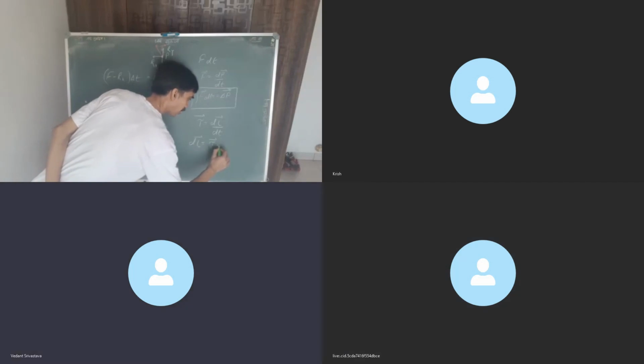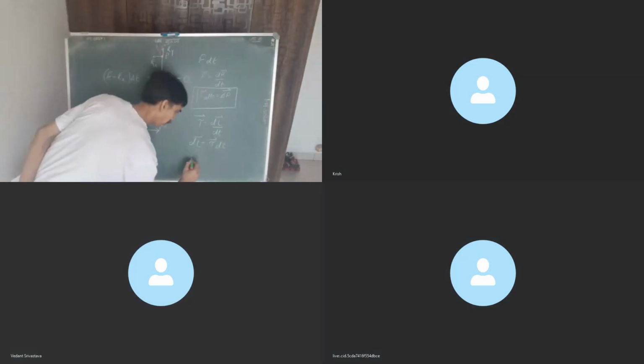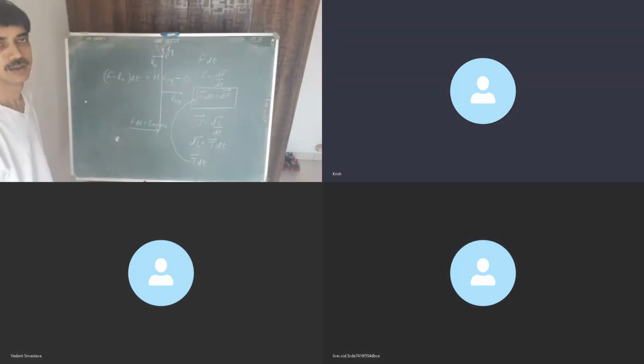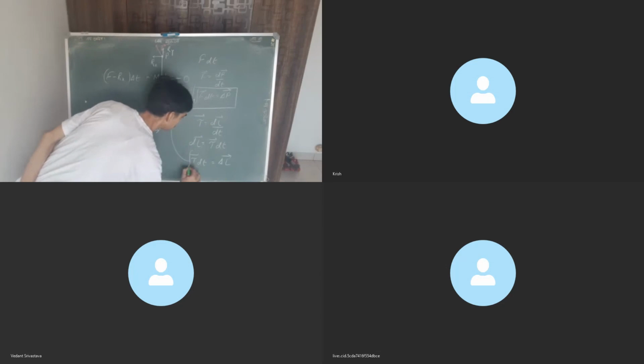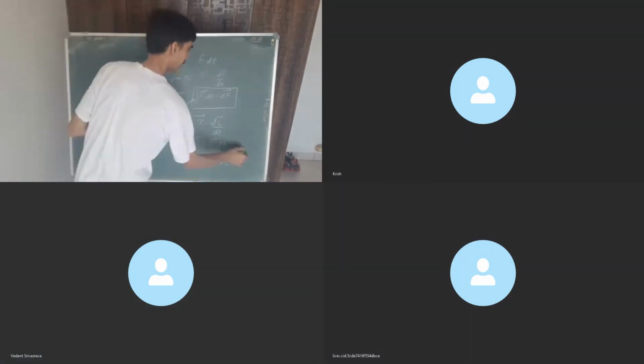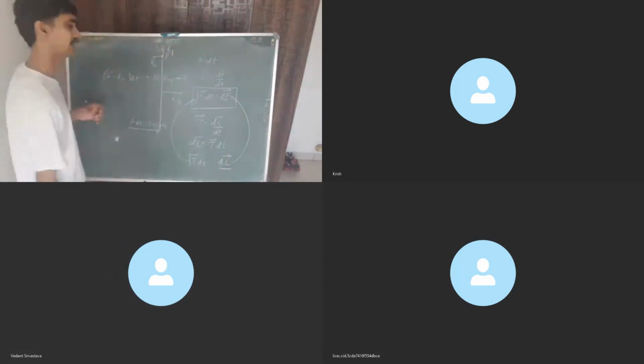So from here, what we can say about dL? dL is equal to tau into dt, right? So tau into dt is similar to F into dt, correct? And the delta P there can be marked as delta L here. Check it here. This is change in linear momentum. This will be change in angular momentum.